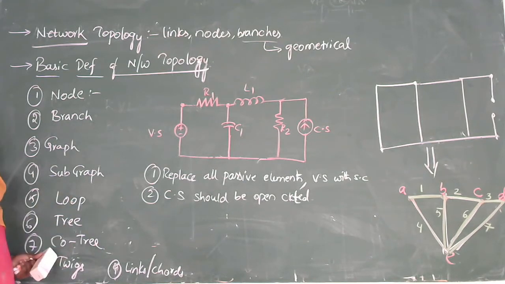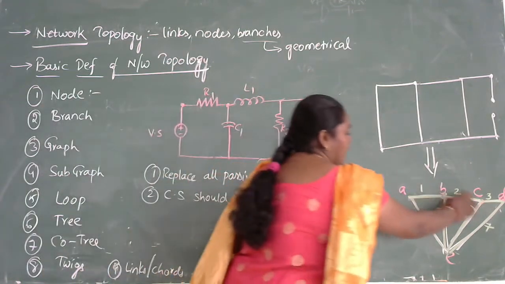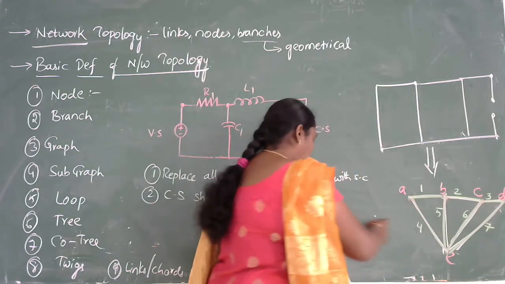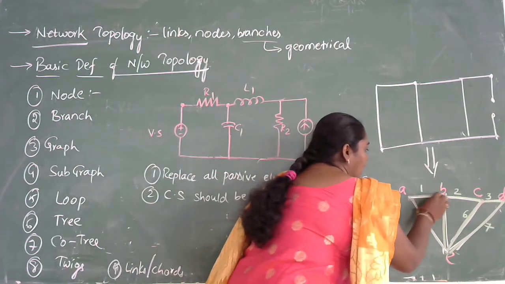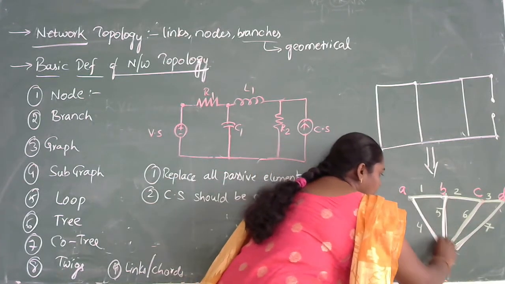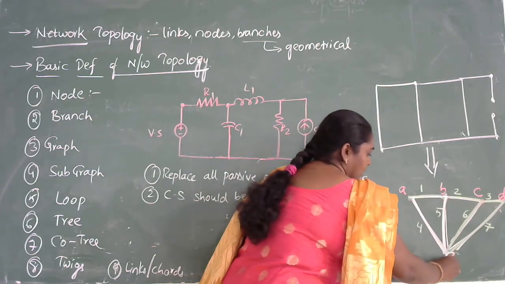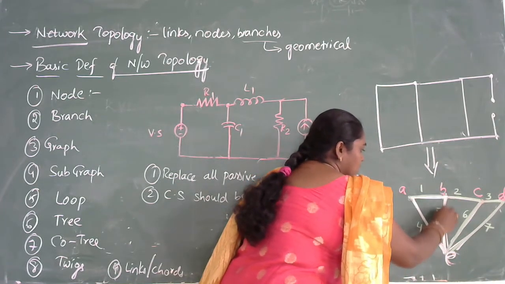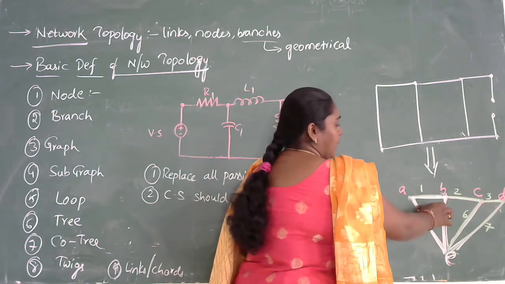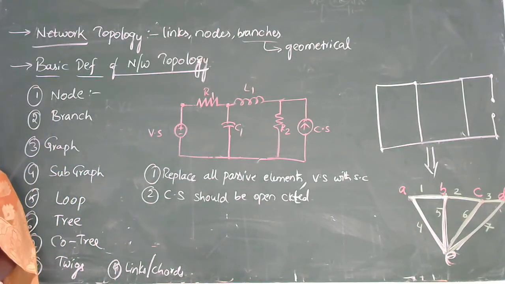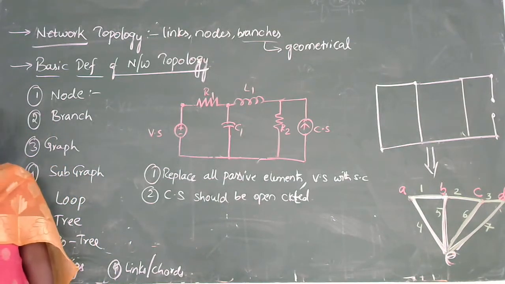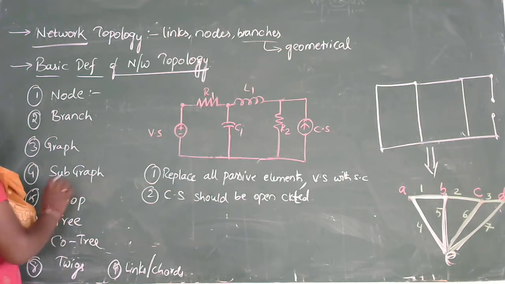The next definition is subgraph. Sub itself indicates a part. In this complete graph, if you take some part of the graph, so let me assume that I am taking a part as A, B, E. This is called a subgraph. A part of a graph is called a subgraph. A subgraph may be a closed path or an open path.